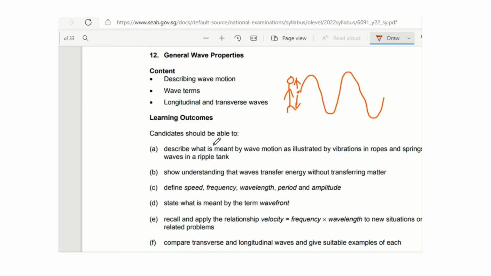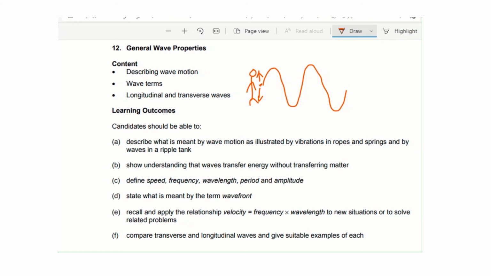Now coming back, so we are done till here. Next, you need to be able to make use of this formula: velocity equals frequency times wavelength, or basically V equals f lambda, to solve questions. And you also need to use this formula, f equals 1 over T. Then you need to be able to compare transverse and longitudinal waves and give examples of each.